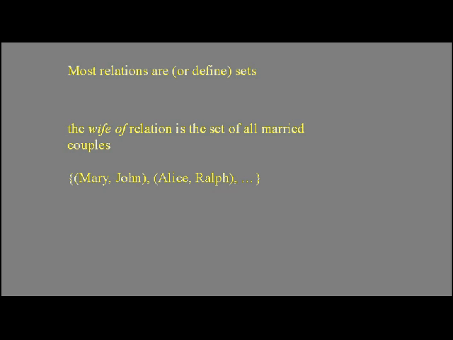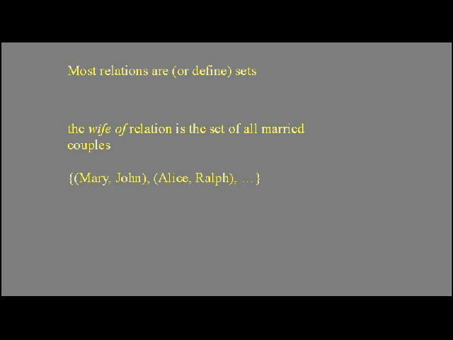The wife of relation, for example, is the set of all married couples. So the wife of relation defines a set in which appear pairs, as signified here by these parentheses, and the pairs are in the first case the wife, and in the second case the person of whom she is the wife. So (Mary, John), then the pair (Alice, Ralph), and so on, including all married couples.